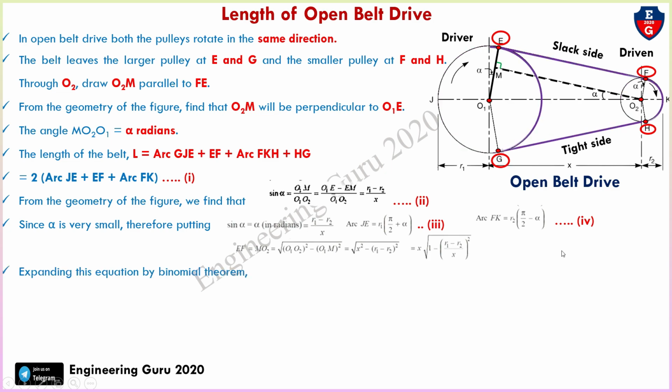Expanding the equation by binomial theorem, we can simply write EF equal to X minus (R1 minus R2) whole square divided by 2X. So this is our equation number 5. We have all the values: arc JE value, this is equation number 3, EF value, and this FK value.